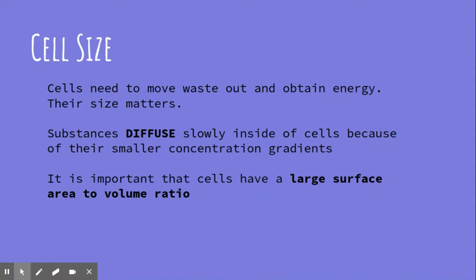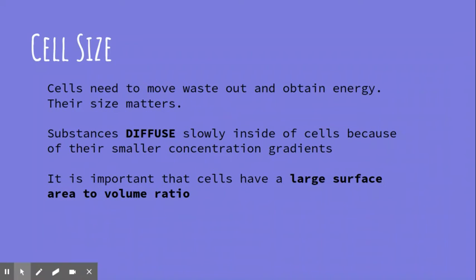So cell size is probably the most important concept right now. You now know what a cell is. We know how to see a cell with microscopes. We know we can stain cells such as bacteria. But why are cells the size they are? When we talk about cells, we know they're super small. Why are they super small?